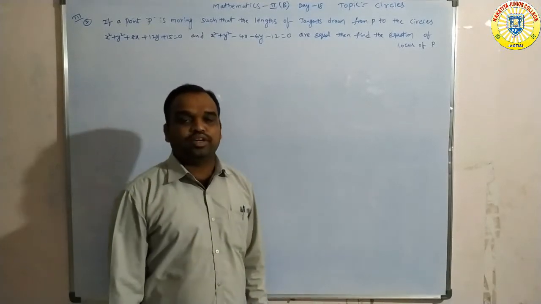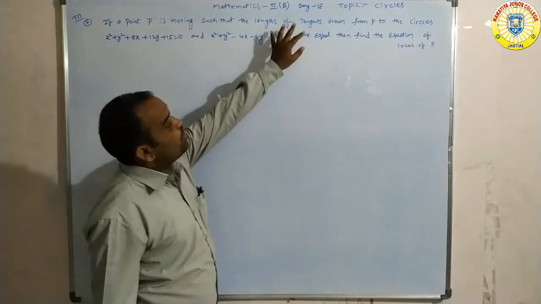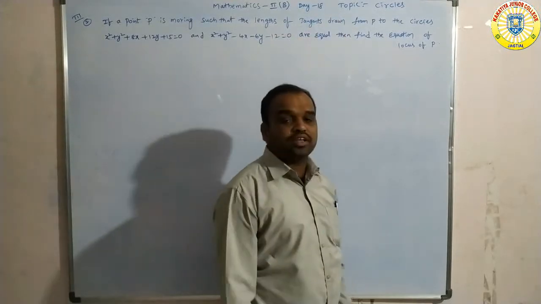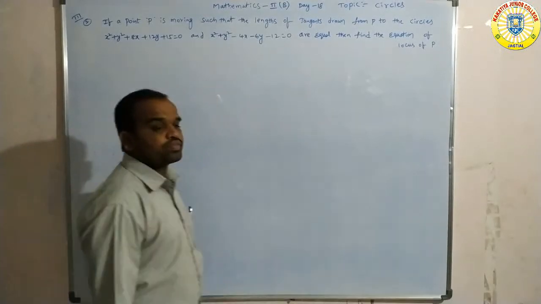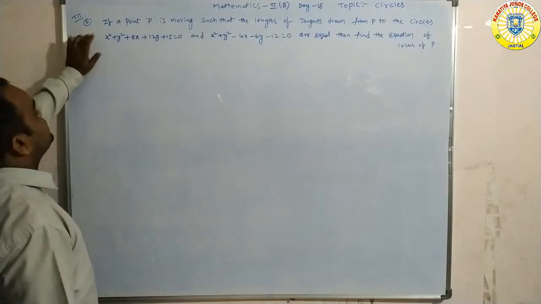Welcome to Maths 2B. Okay, so now 18th class. What is our topic? Circle sum. Our topic is circles. So now we are continuing the problem, second exercise. So third bit, second question.